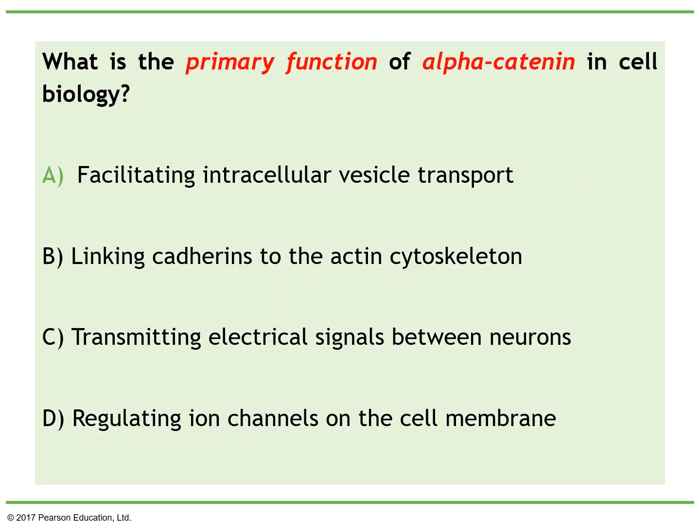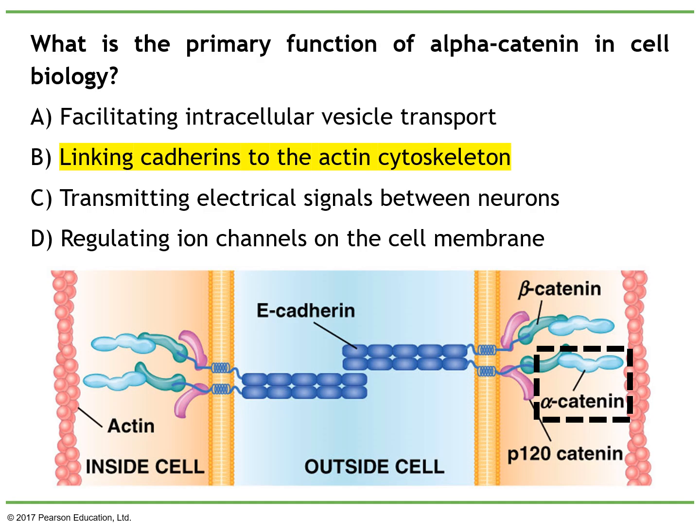Okay, Angus. What is the primary function of the alpha-catenin? B, linking cadherins to the cytoskeleton. I think you're right. So, perfect. There is a lot of catenin: beta-catenin, alpha-catenin, p120 catenin, and there are more proteins, but here you find the actin in red attaching to the alpha-catenin.